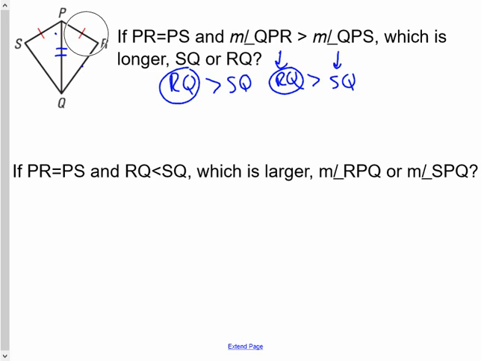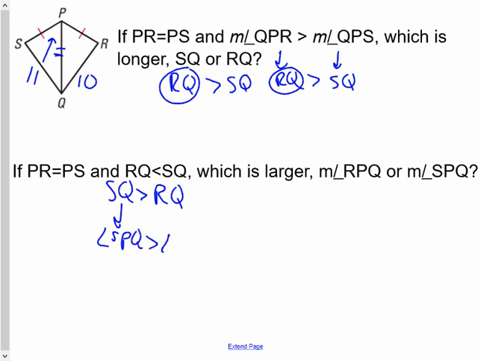Next, switching it around this time, what about if RQ is smaller than SQ, so this one's larger? I can pick numbers, 11 bigger than 10, which angle is larger? Well, 11 is bigger than 10. Rewriting it in the way I like it, SQ greater than RQ, therefore the angle opposite SQ, so SPQ, is greater than RPQ. So which is larger? SPQ. So these questions are pretty short and easy to understand.